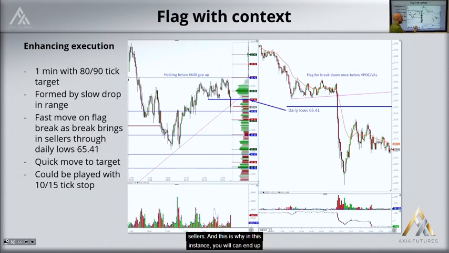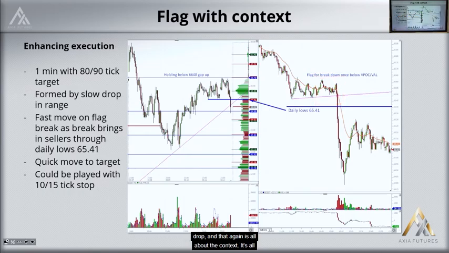And this is why in this instance, you can end up with a much quicker break towards the downside, because there's an immediacy with which the flag break moves the market through the low. And so the sellers on the flag get themselves through the low, and that then drives the move on to the next leg. This is why you end up with this much quicker move down. This is on a 1-minute chart, not on a 5-minute chart. On a 1-minute chart, you get this nice, swift 70-tick drop.